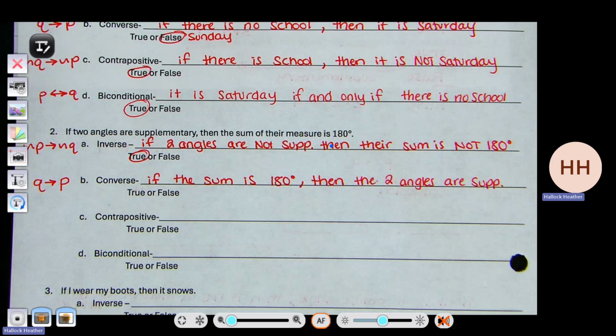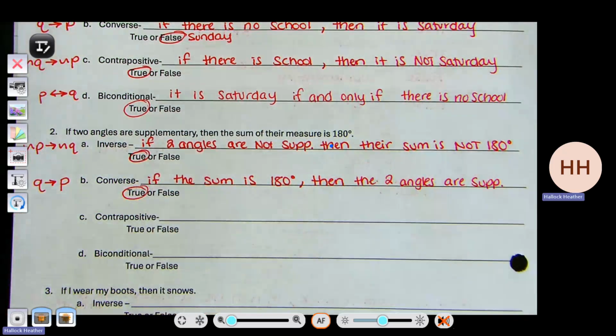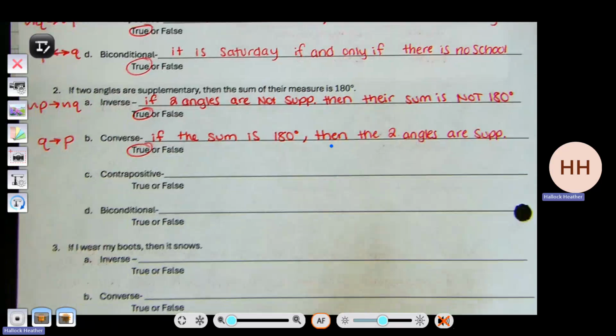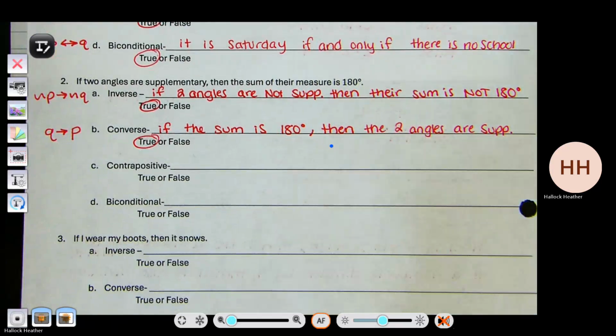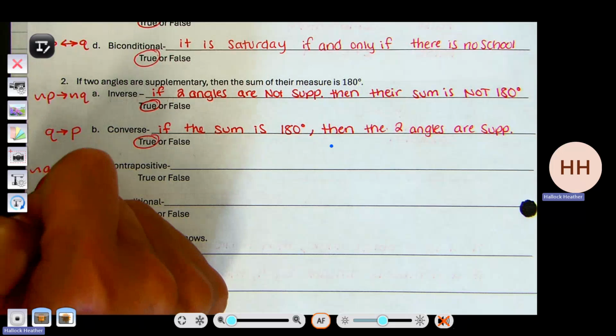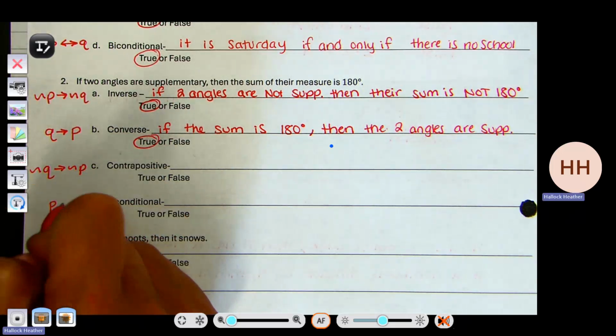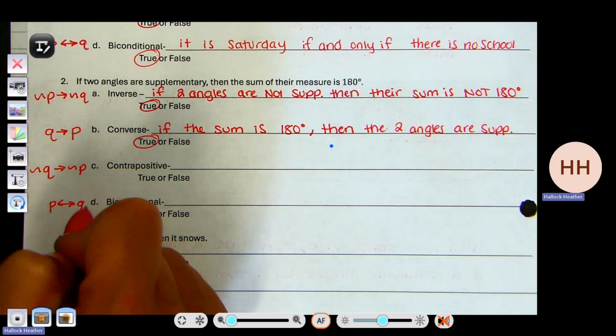So take a second. Do you think that this is true, or do you think it's false? True. So sometimes, once again, they'll all be false. Sometimes they'll all be true. Sometimes it'll go back and forth. Try the last two. Take a minute. The contrapositive is flipping it and making it negative. The biconditional is using if and only if in your sentence.